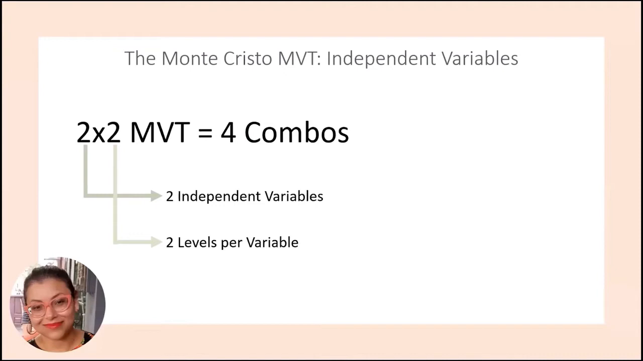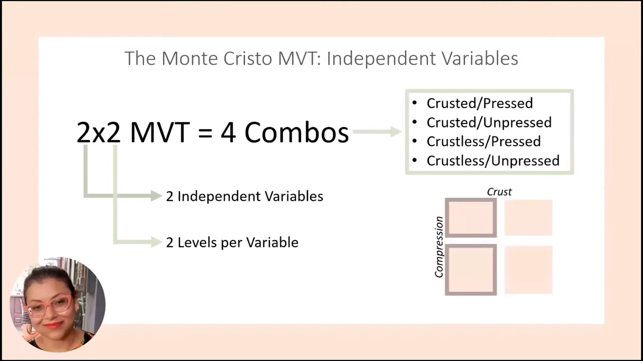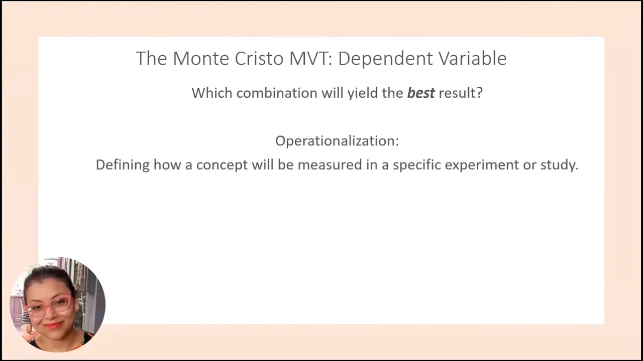Now, levels are the values that your variables can take. So in the example before, it was let's begin versus get started, pill shape versus rectangular shape. Here, it's crusted versus uncrusted, pressed versus unpressed. And this would result in 4 possible bread pudding combinations, also called conditions. Recall that the question I'm trying to answer is, what combination will yield the best result? But what is best? How do I define and measure something that subjective?